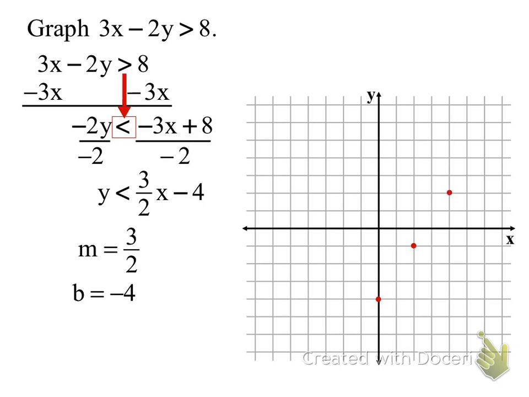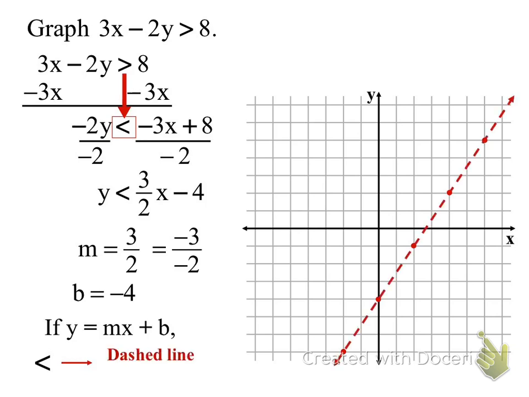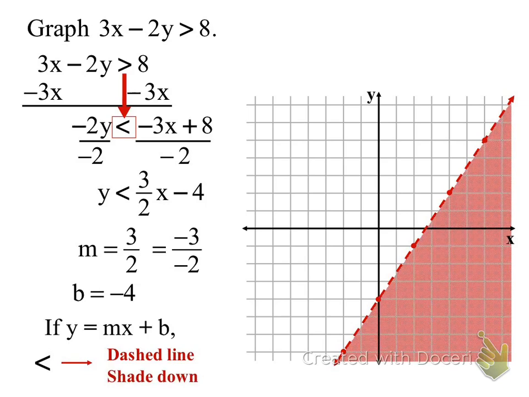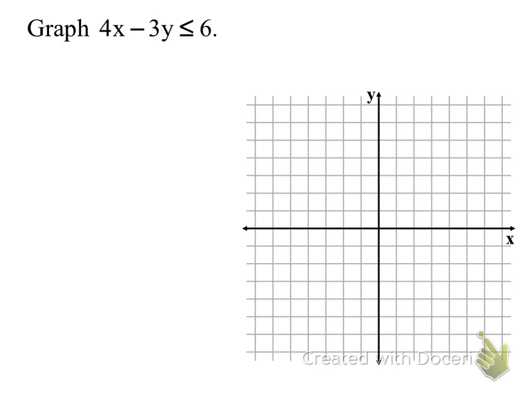So here it is. It's going to be a dashed line, so I'll put dashes through it. And then we're going to shade below the negative 4. Below the negative 4, the y-intercept. And that's what your graph should look like. Okay, questions? All right, I'm going to skip this.